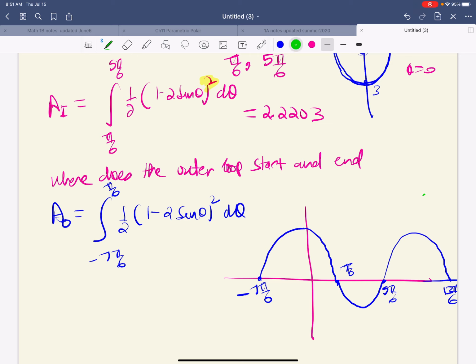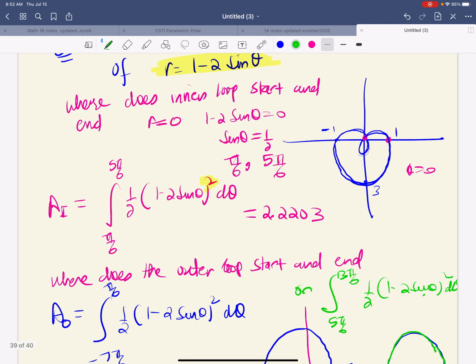Or we can also set up the integral differently. We can say my inner loop starts here and ends here. Now the outer loop is going to begin from 5 pi over 6 to 13 pi over 6. So 5 pi over 6 to 13 pi over 6, that's where my outer loop is, of 1/2 times 1 minus 2 sine theta squared d theta. I can use either one of these integrals, just understanding how the curve is being traced.